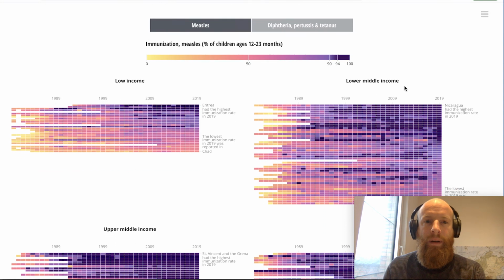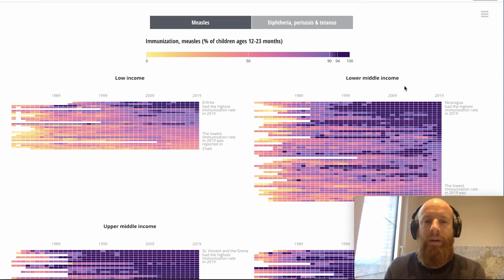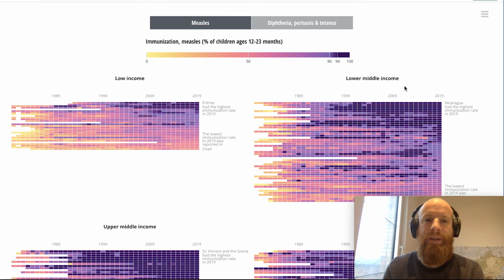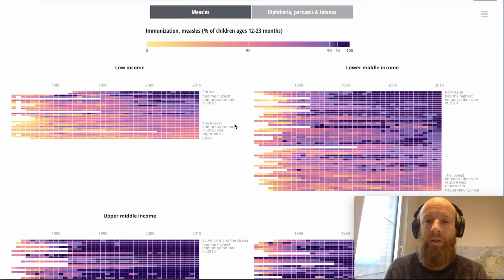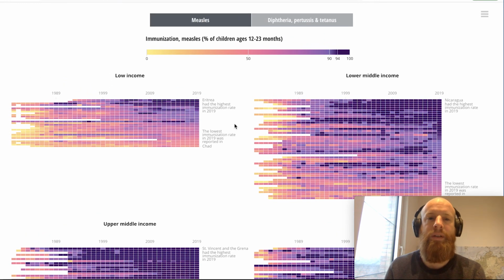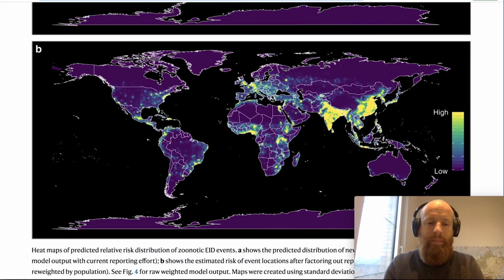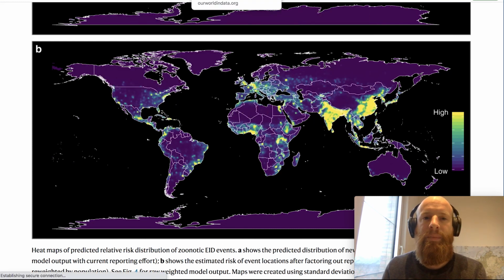Then we go on to talk about other vaccinations. These visualizations are called heat maps, and in this case they show you the immunization rate for measles for all the countries in the different income groups. So why did we choose to use heat maps here? Well, let me show you how this data in most cases is presented.